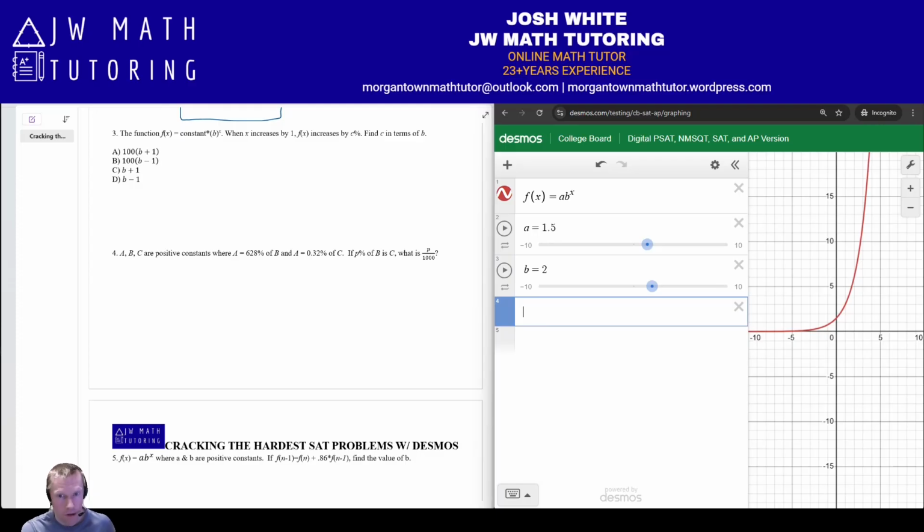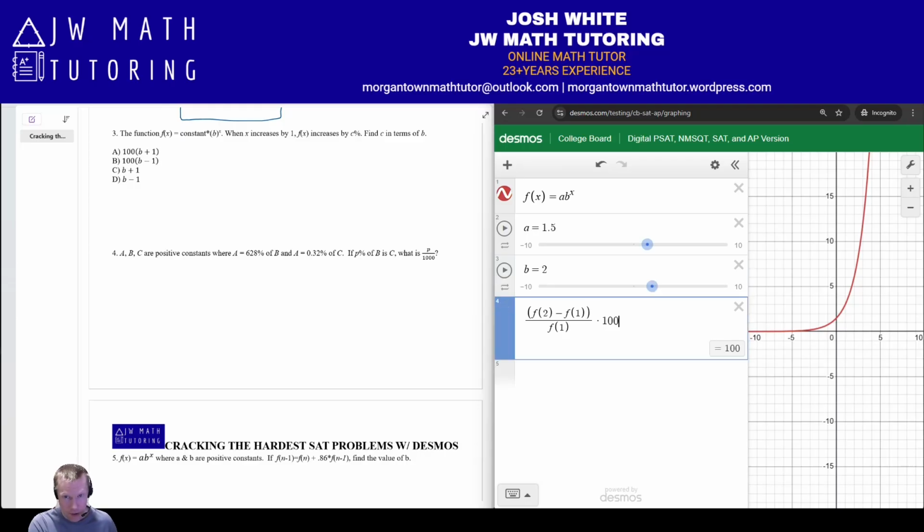Okay, so now what's happening? When x increases by 1, the function f of x, meaning the y, increases by c%. Find c in terms of b. Okay, so first we have to find the percentage increase for a 1 unit increase in the x value. So for example, percentage increase is just the new value, which I'm going to make f of 2, minus the old original value, which is f of 1, and then divided by the old or original value, which would be f of 1. Now this is the number, but to convert to a percentage, of course, we have to multiply by 100.